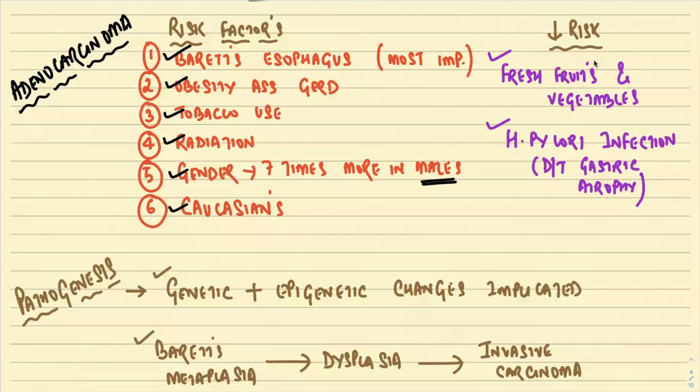So what are some of the factors which are decreasing the risk of esophageal carcinoma? Consumption of fresh fruits and vegetables decreases the risk of esophageal adenocarcinoma. Along with that, also H. pylori infection. Now you must be thinking, how is H. pylori infection decreasing the risk of esophageal adenocarcinoma? Because H. pylori infection causes gastric atrophy. And when the gastric parietal cells undergo atrophy, they are not able to produce any acid. If no acid is produced, then no acid reflux symptoms will be there. So automatically the incidence of Barrett's esophagus will come down, and therefore the incidence of adenocarcinoma is also going to come down.